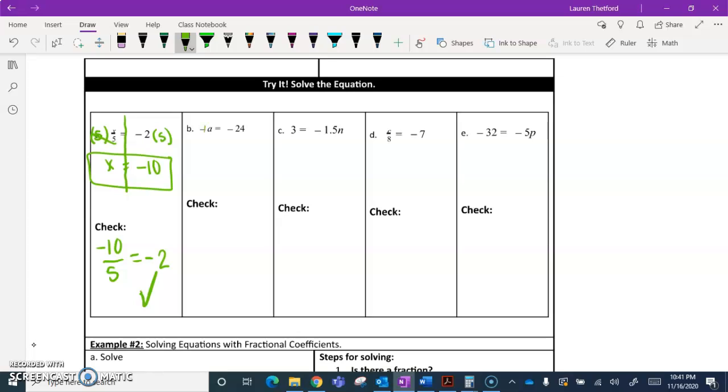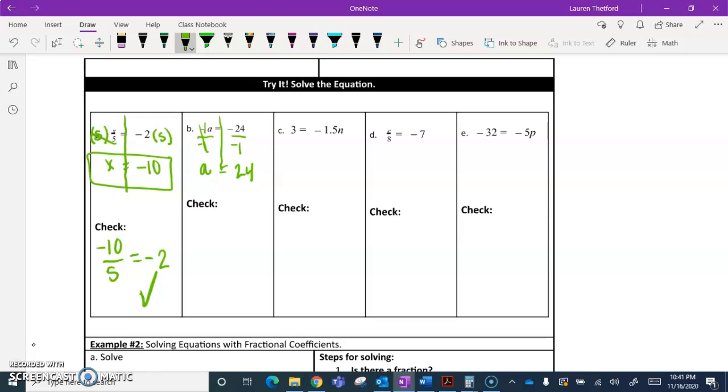Remember, we have a 1 in front of our variables. So anytime we just have a letter by itself, we have a 1 in front of it. So that means I'm multiplying by negative 1. So I need to draw my line and divide by negative 1 on both sides. These cancel, and I have a equals negative 24 divided by negative 1, which gives me positive 24.